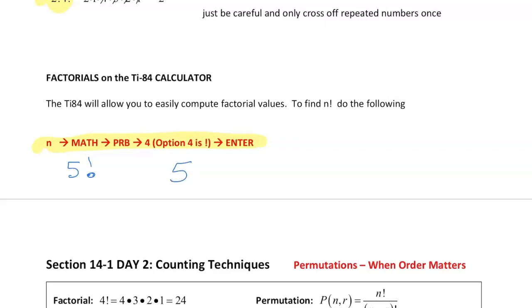Put the 5, then go into math. So I put my 5, I go into math, I go across the top to probability, and then I go down to where the exclamation point is, and I hit enter. What shows on the screen is this. And if I hit enter, I will get an answer of 120. So make a note of that and practice with your own calculator.